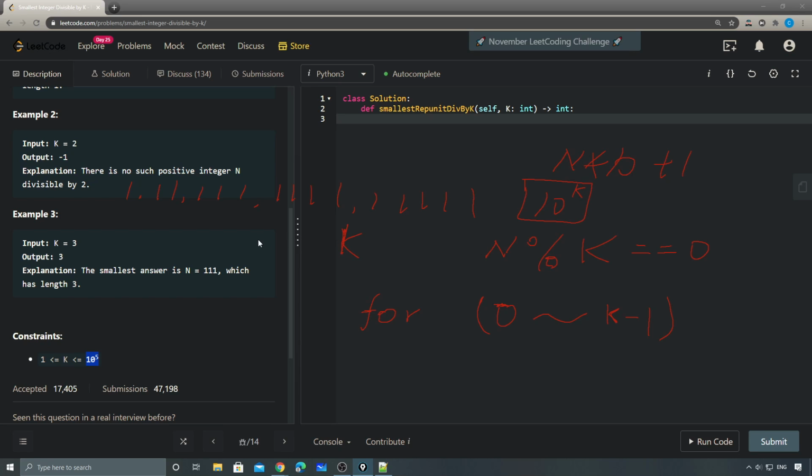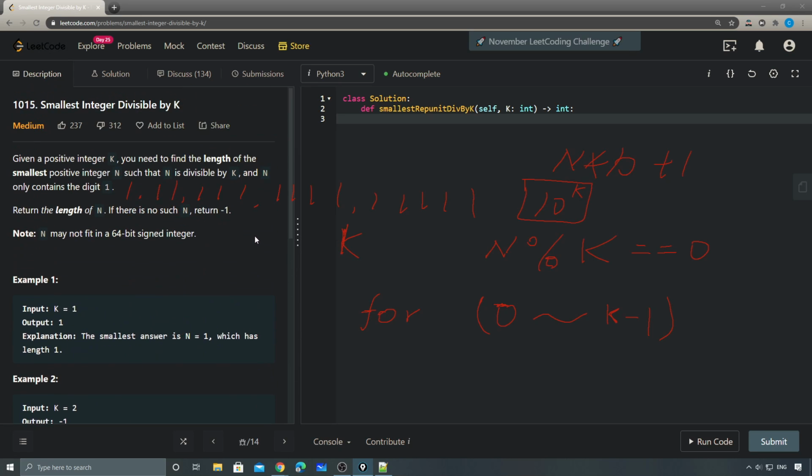So we need to find a way to solve it. How can we solve it? The way we solve it, we should use the remainder, not n itself. So why can the remainder represent n? Let's say, for example, we have k, and then we start from 1.